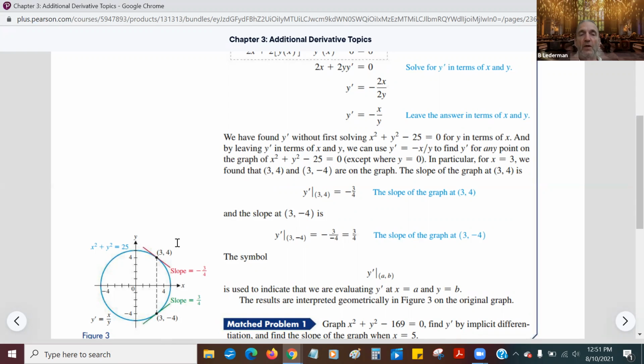Well, for (3, 4), the slope is going to be negative 3 over 4. And for (3, negative 4), it's going to be positive 3 over 4, because the negatives will cancel. And by the way, you see the picture bears this out as well, because the tangent line is going down, so a negative slope makes sense. And here on the bottom, the tangent line is going up, so a positive slope makes sense. This makes a lot of sense just visually.